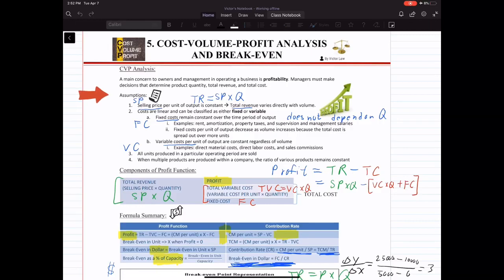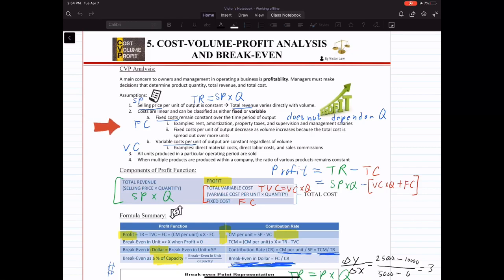And there are some assumptions that we have when we're dealing with cost, volume, profit analysis. So the first assumption is that selling price is constant. What that means is that it doesn't matter how many units you're producing, you're selling at the same price. The second assumption is that cost is linear, and costs are classified into two parts, fixed costs and variable costs.